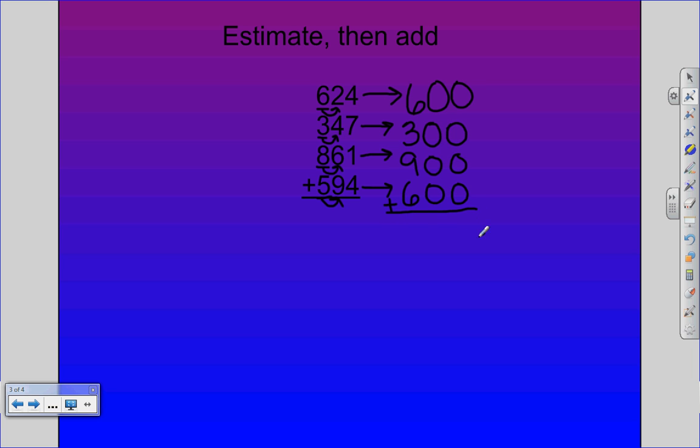Now you can add. 0, 0. 6 plus 3 is 9. 9 plus 9 is 18. 18 plus 6 is 24. So your final estimated answer is going to be 2,400.